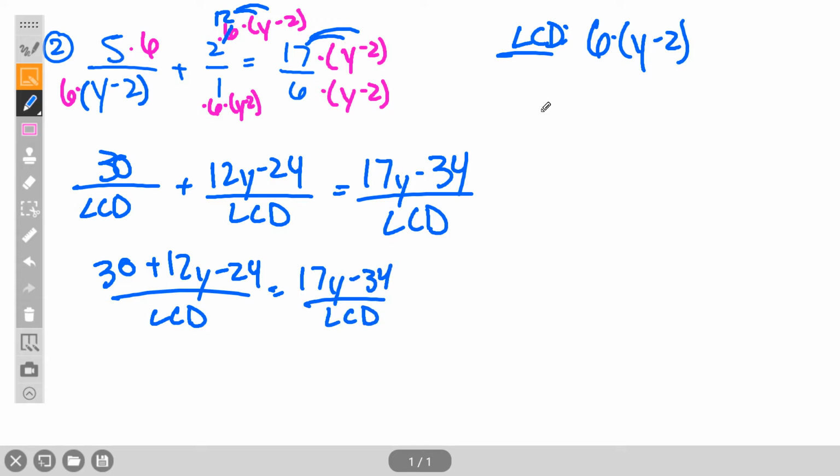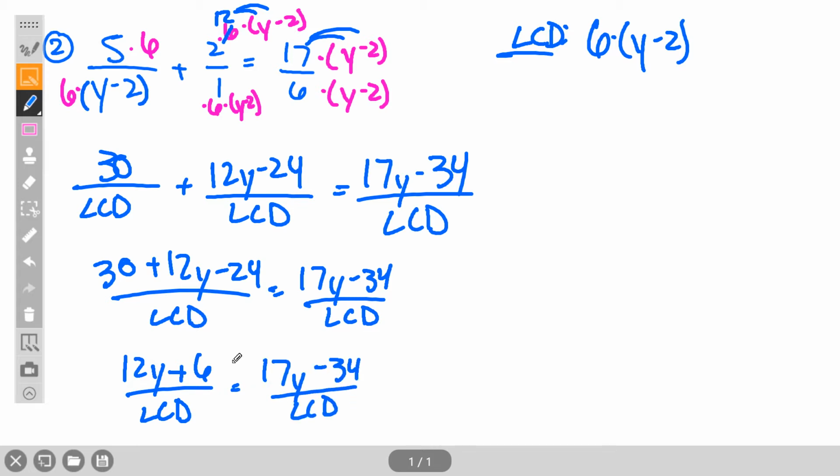Now that they're both over the LCD, I can just set them, well actually let me combine these. 30 minus 24, that's 6. So this is 12y plus 6 over the LCD, 17y minus 34 over the LCD. Okay, now that they're both over the same thing, they're both over the LCD, I can just set the numerators equal to each other. 12y plus 6 equals 17y minus 34. And I can solve this equation.